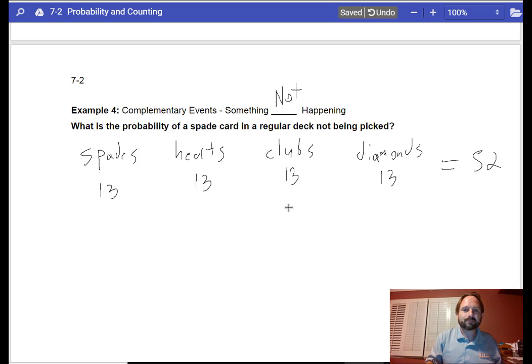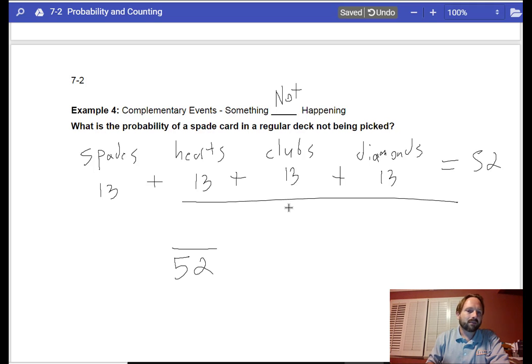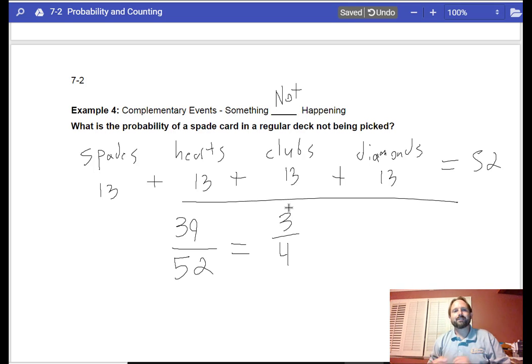There's 52 total. So a complementary event is not it happening, but it not happening. So if I want to know spades not happening, I'm going to take all these numbers and put it over 52. Now, I'm going to tell you right now, this is going to be 39. I already know for a fact that each of these is four equally divided decks. So I know it's going to be 3/4. That's the probability of not drawing a spade.